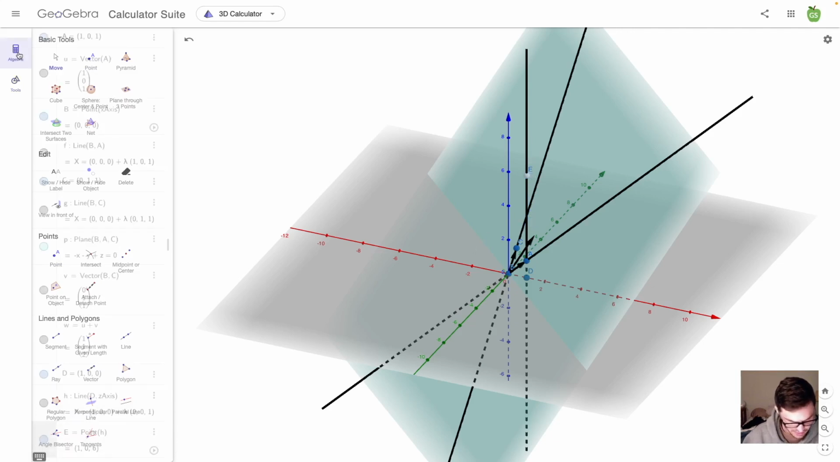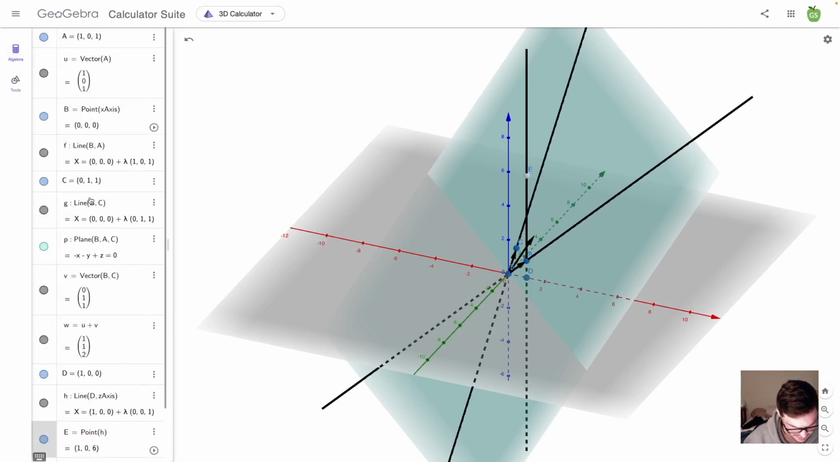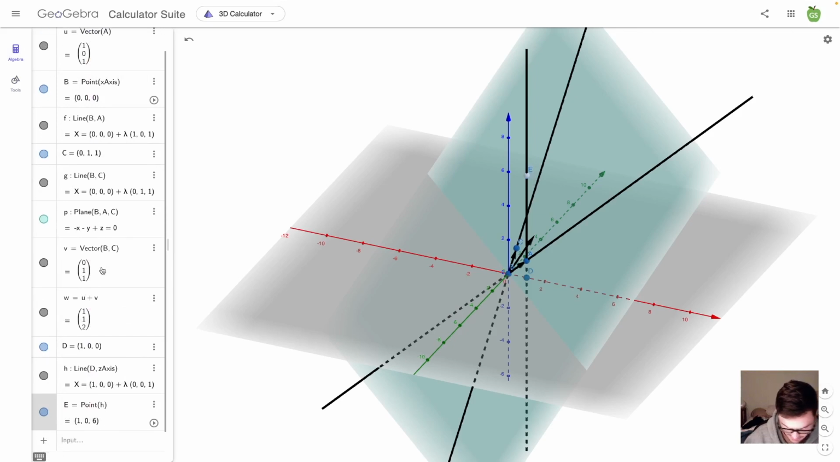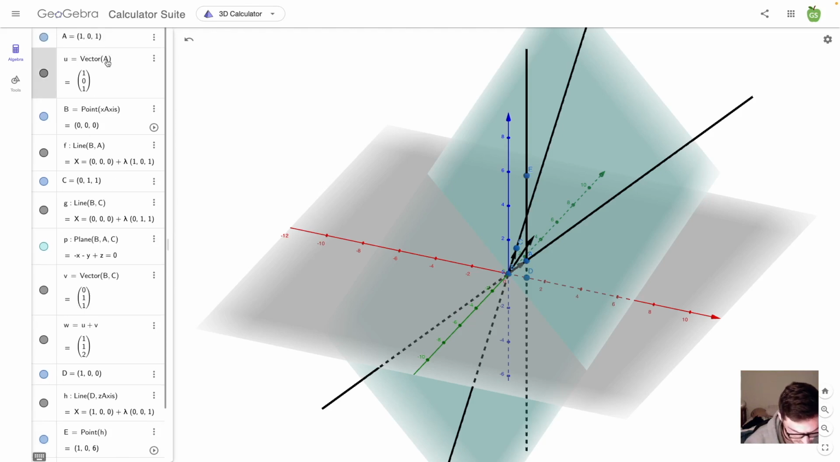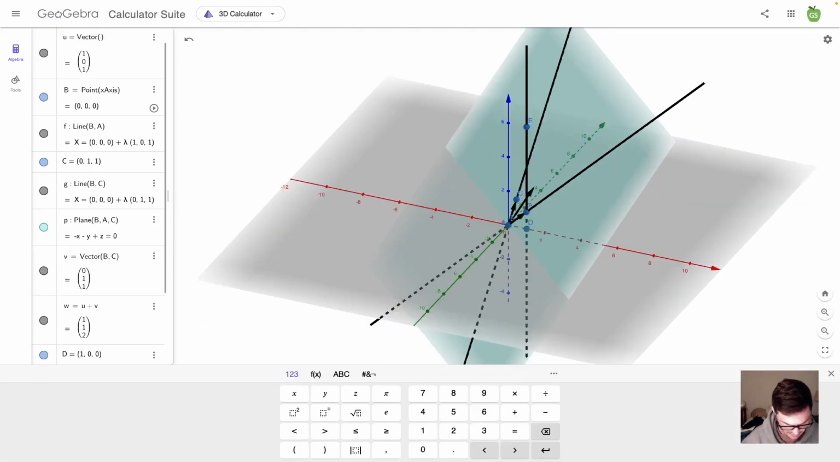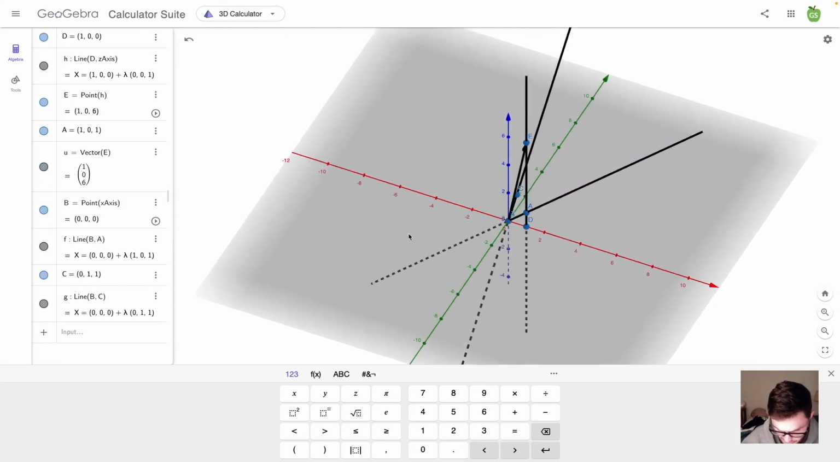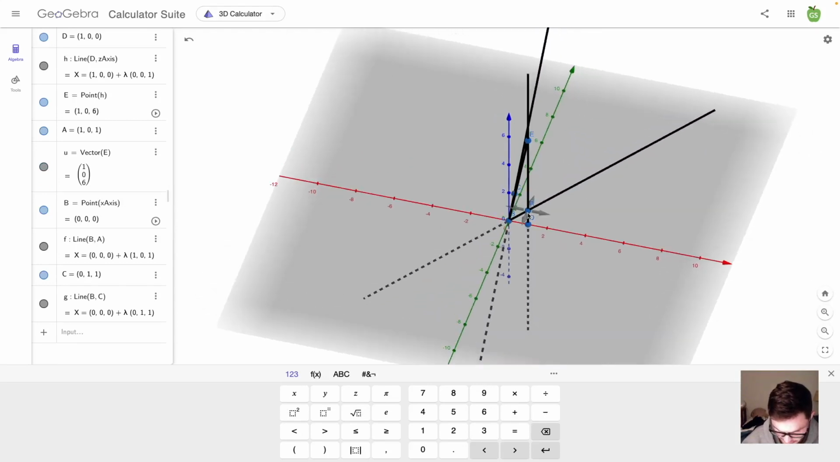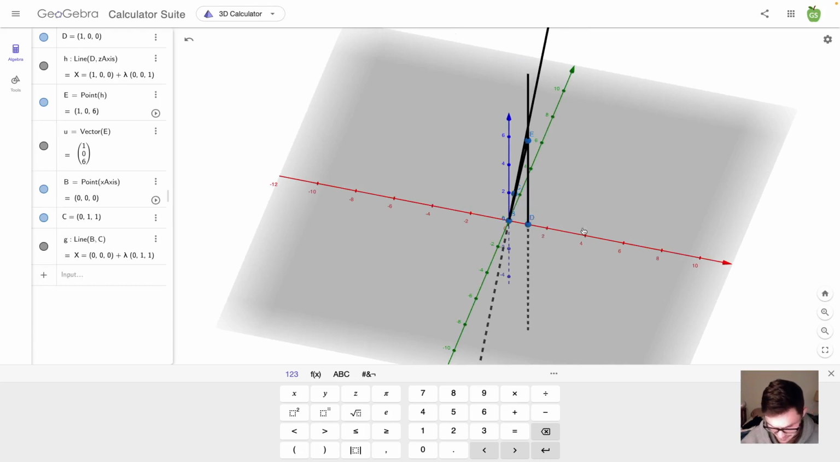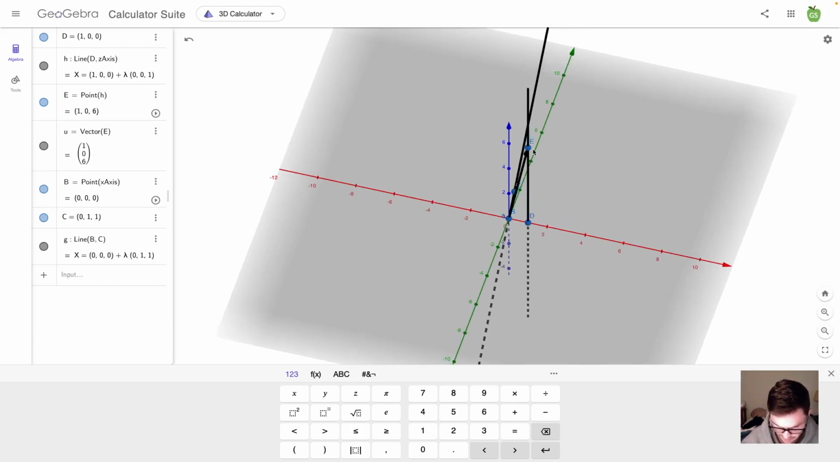So now what we'll do is we'll make our little vector here. Where is our vector going through A? This one. So instead of going through A, let's make it go through E. And it removes the plane, but that's all right. So I'll just go ahead and delete point A because we don't need it anymore. Okay? So now E is our new A.